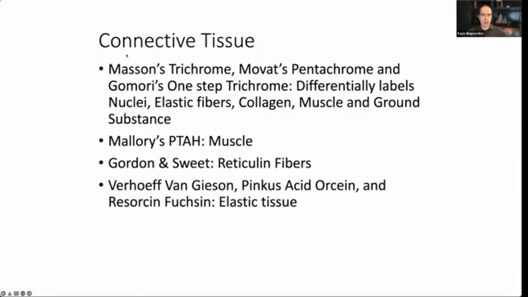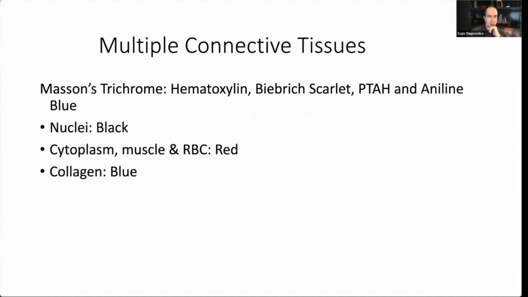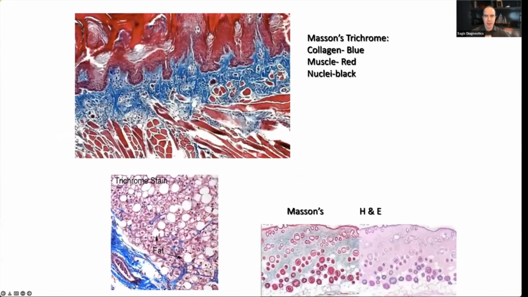So let's start with connective tissue. The 2 big ones I'd like to talk about are Masson's Trichrome, which you might see, and then Verhoeff-van Gieson, looking for elastin fibers. Masson's Trichrome stains nuclei black, cytoplasm, muscle and RBCs red, and collagen blue. So here's an example of this: muscle red. See, here's the muscle. Connective tissue blue, keratinocytes actually stain red here.